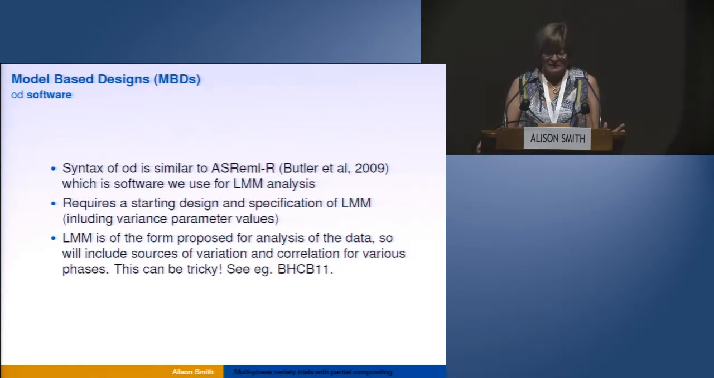So to create a design, basically we have to have a starting design which sets up the factors of interest, the blocking factors, for example, and we need to specify the mixed model that we want to use in our optimisation. The model that we use is obviously similar to the analysis that we propose to use for the data at the end. So we need to put in all the sources of variation, and we have correlation potentially. This is a tricky business, but a lot of Chris Brien's and Rosemary Bailey's work has been devoted to helping people formulate appropriate models for their designs.